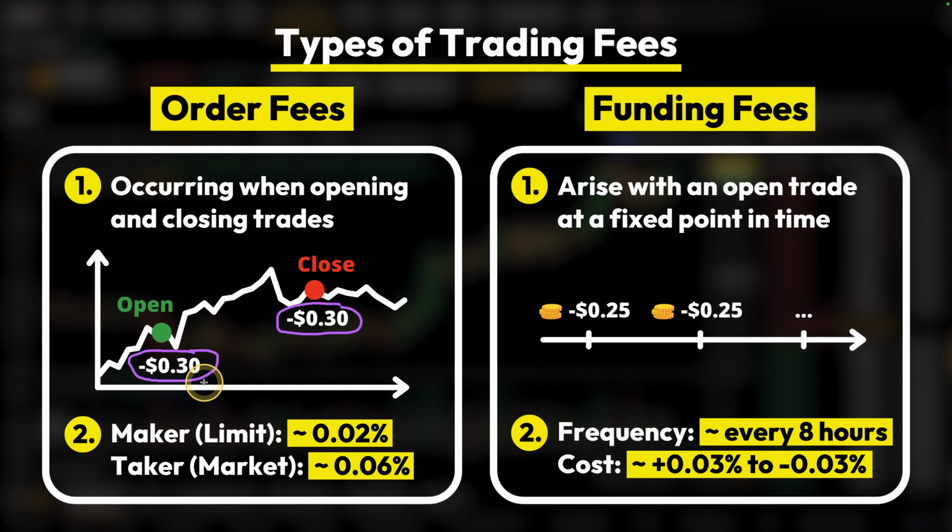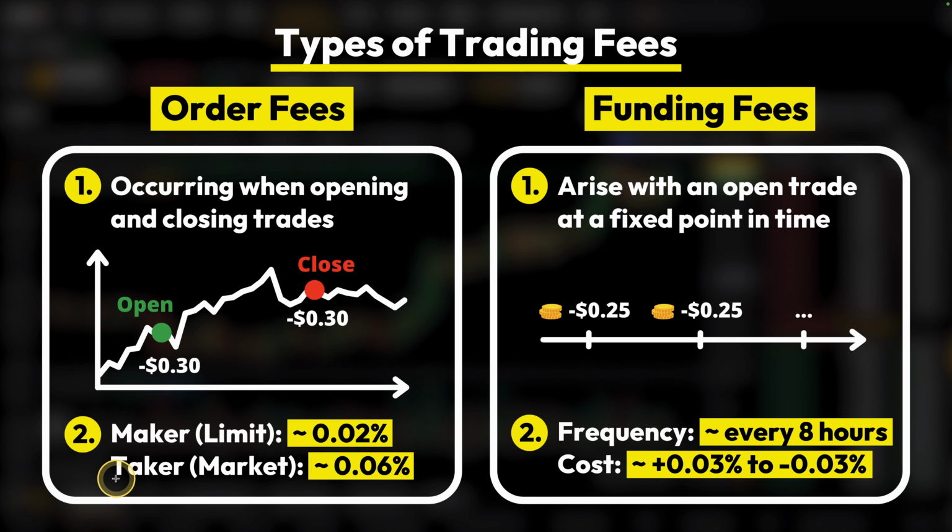And as for the percentage, that depends on whether you're using a limit or market order. It's also called market maker and taker fee. So let's go through them. Maker means you're using a limit order, market maker because you're effectively placing an order in the order book that somebody else can then take. So in this case, you're the market maker, and the limit order has roundabout on average a fee of 0.02%.